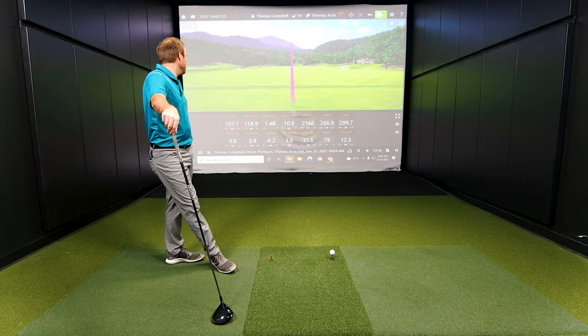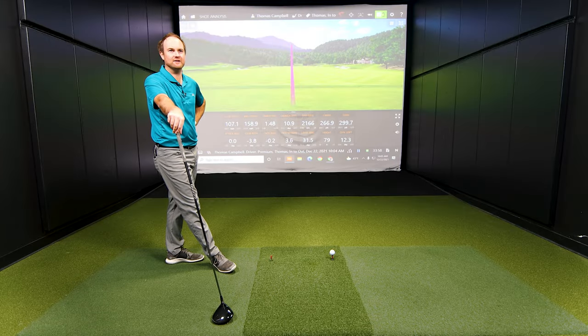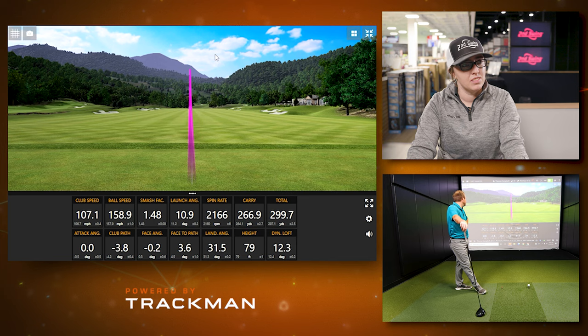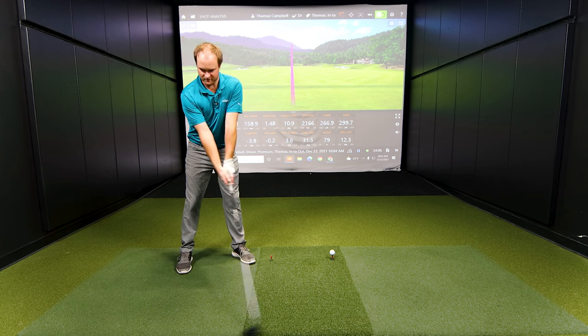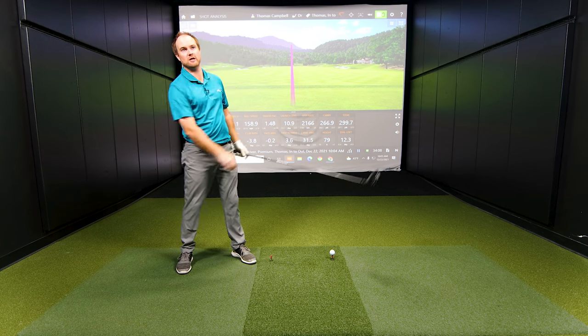And I'll say on that last swing, I feel like I went after it really hard. But look at my club speed, it was actually slower than when I was hitting up on the ball. I think it's so much easier to generate more club speed if you move the ball position further forward in your stance when you're hitting up on it.